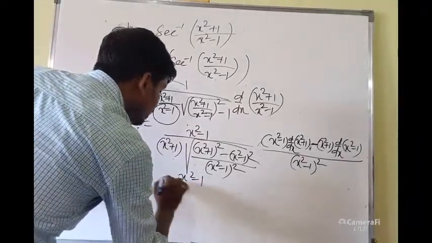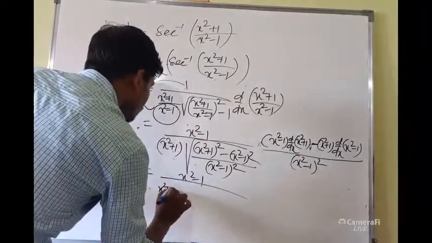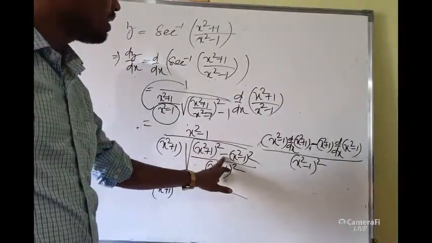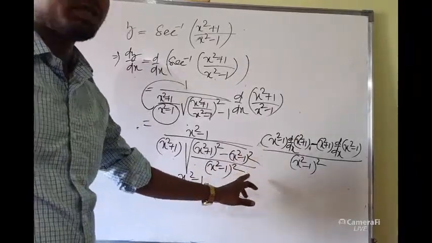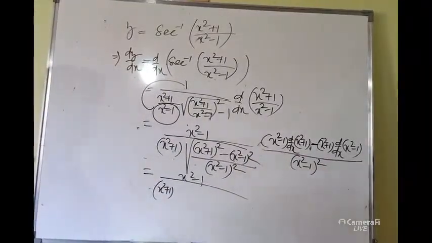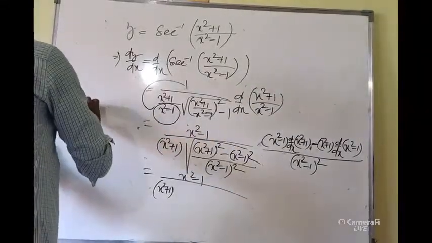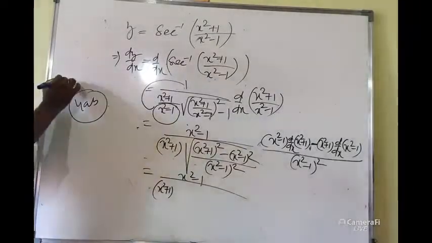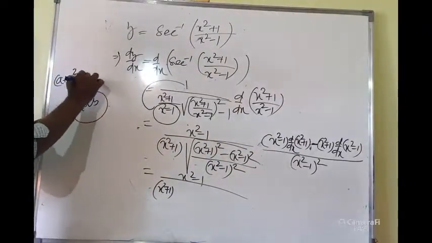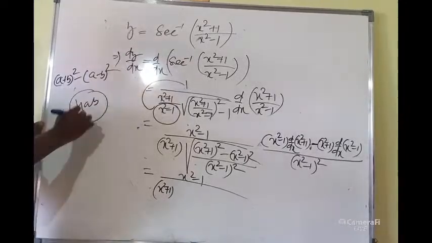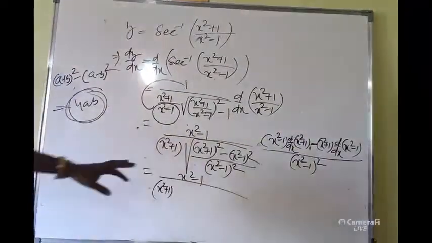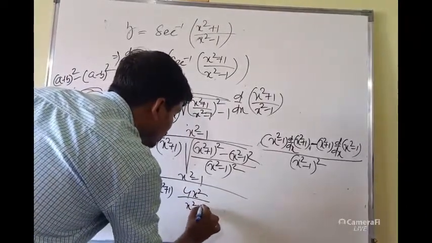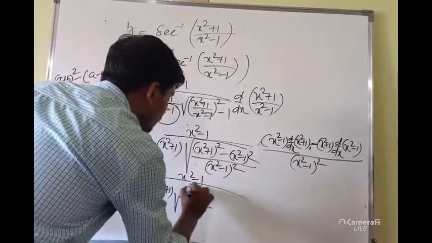x square minus 1 and divided by x square plus 1. Here, the square of a plus b minus the square of a minus b is 4ab. So here we can write 4x square divided by x square minus 1, under the root.